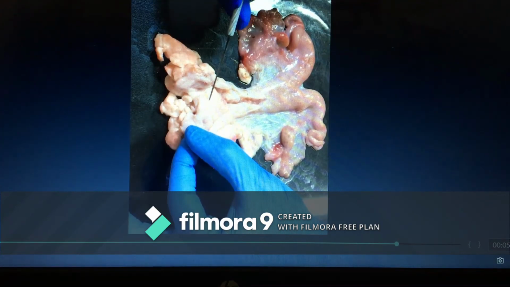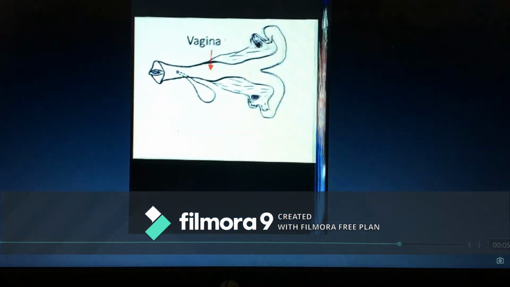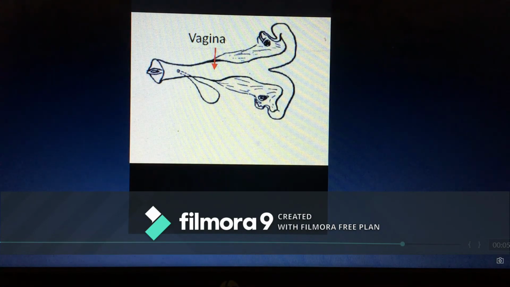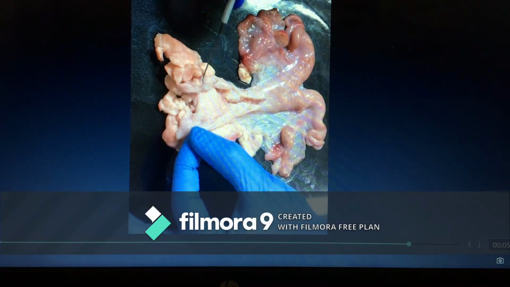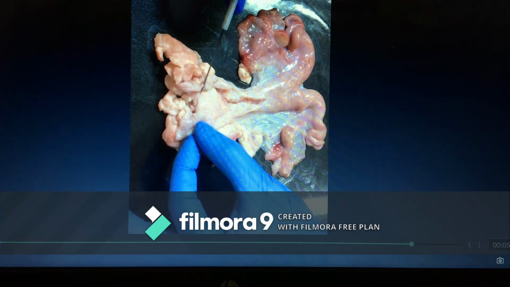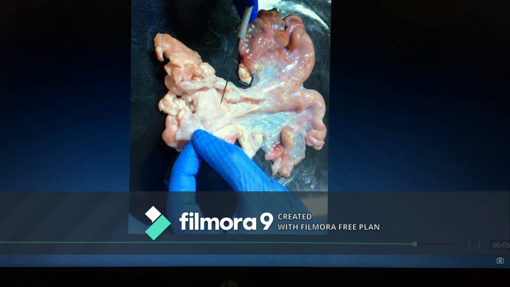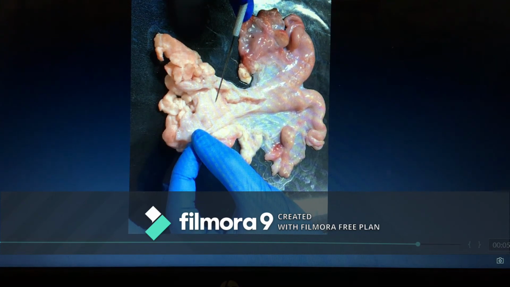Next is the vagina. In goats and in many other species, the vagina is the site of semen deposition during mating. Vagina also comprises a part of the birth canal at parturition.